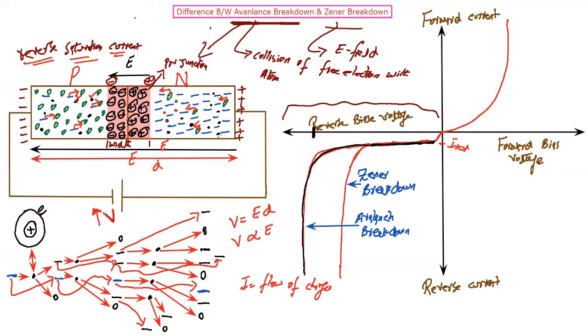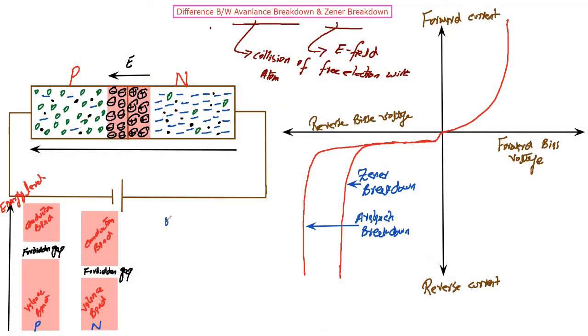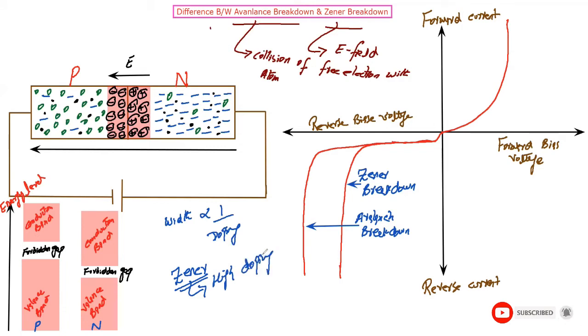Now let's discuss another breakdown, that is the Zener breakdown. The width of the depletion region depends on doping, and it has an inverse relation with the density of doping. In the last video, I discussed the Zener diode in detail. I told you there that in a Zener diode we highly dope the P and N sides. So the doping density is high in the P as well as in the N type semiconductor. If you increase the doping density, then the width will decrease. So the width of this PN junction is less as compared to a normal diode.